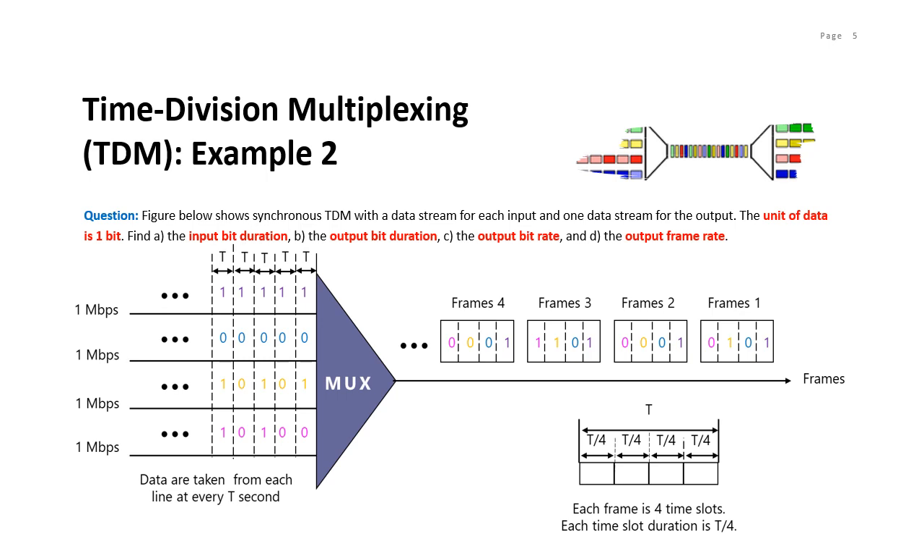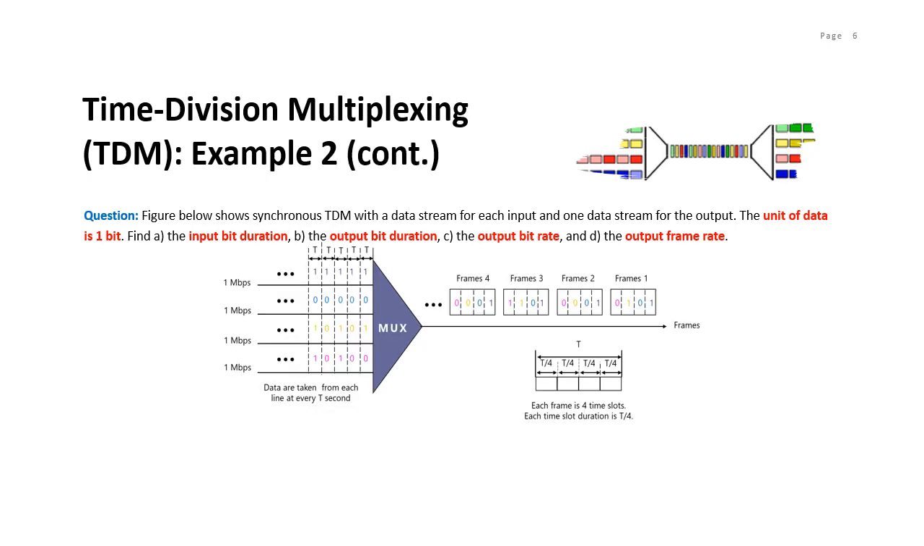Okay, in this example, a synchronous TDM is shown with a data stream for each input and one data stream for the output. The unit of data is 1 bit. Find A, the input bit duration, B, the output bit duration, C, the output bit rate, and D, the output frame rate. Again, bear in mind that the duration or T in this figure is not to scale.